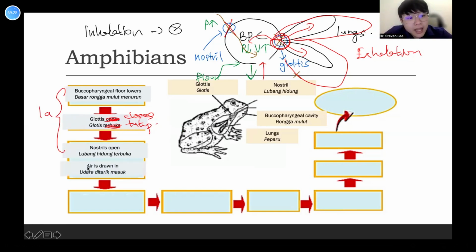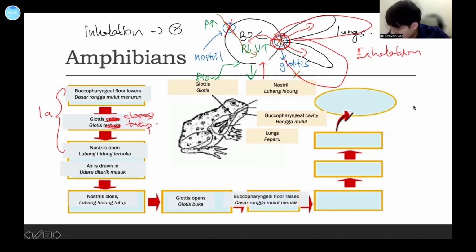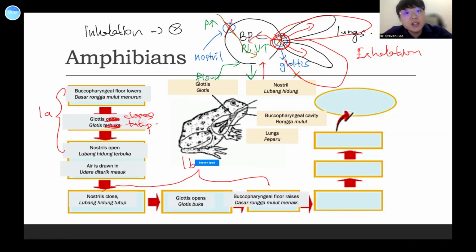Then the air is drawn in, but mostly in the buccopharyngeal cavity. All right. Then the nostril closes, glottis opens, and your buccopharyngeal floor will raise. This is what I call step 1B. That means it's inhalation, step 2.